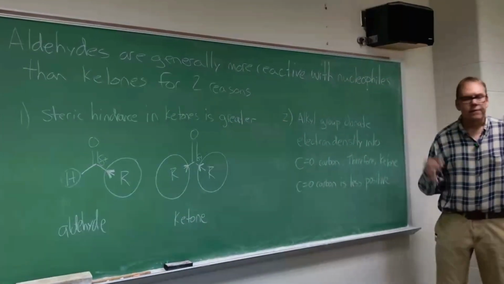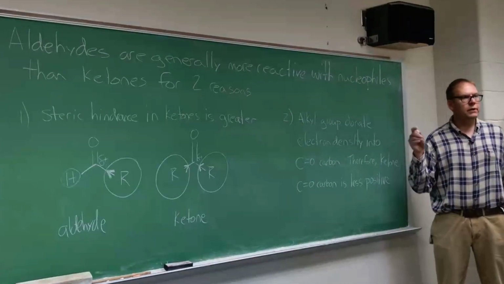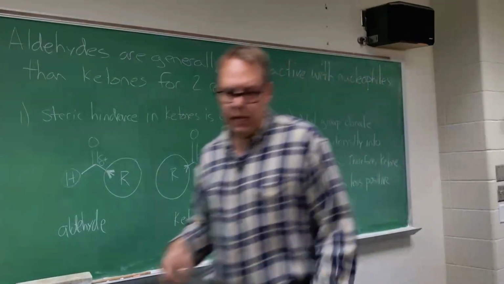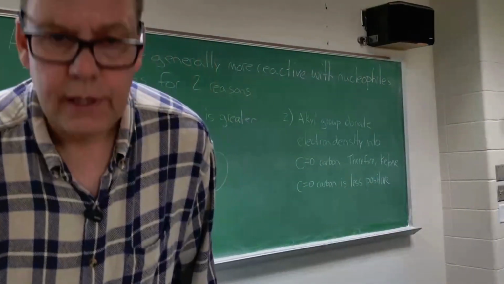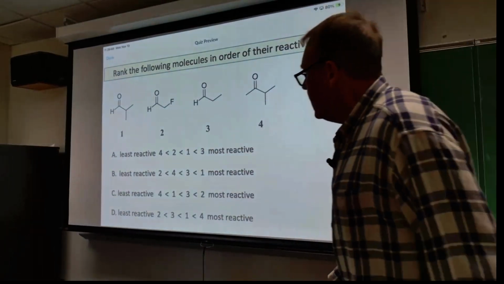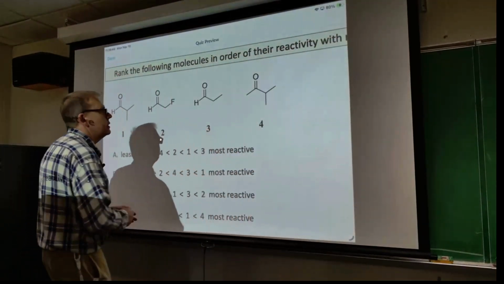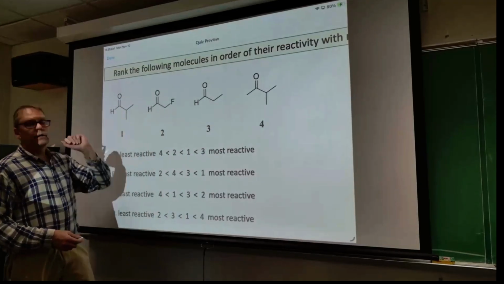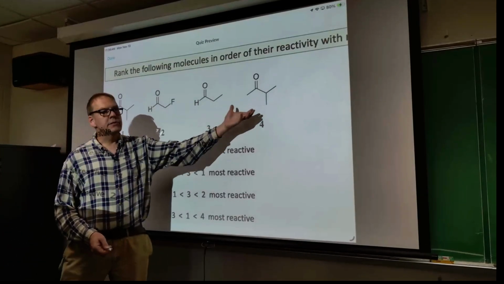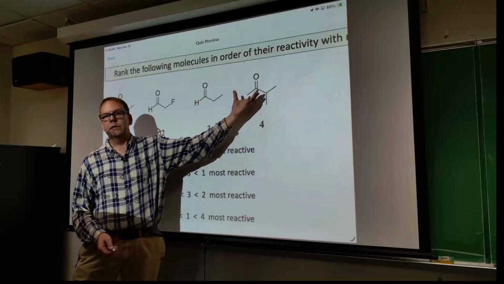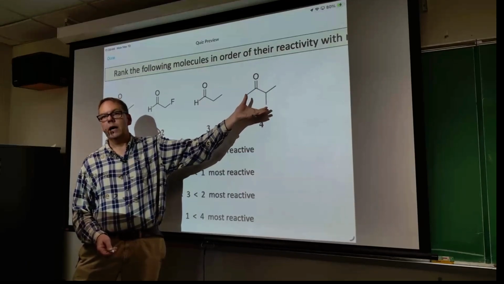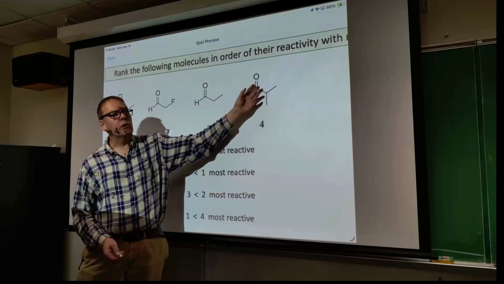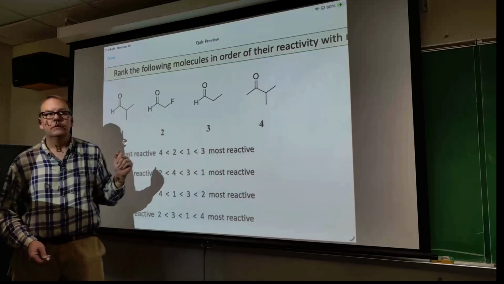All right, so that's the reason. So let's go take a look with this in mind at this survey question and talk about the differences. The survey question has one ketone and 1, 2, 3 aldehydes. So the ketone is going to be the least reactive because it's sterically the most hindered and it's got the least partially positive carbonyl group.